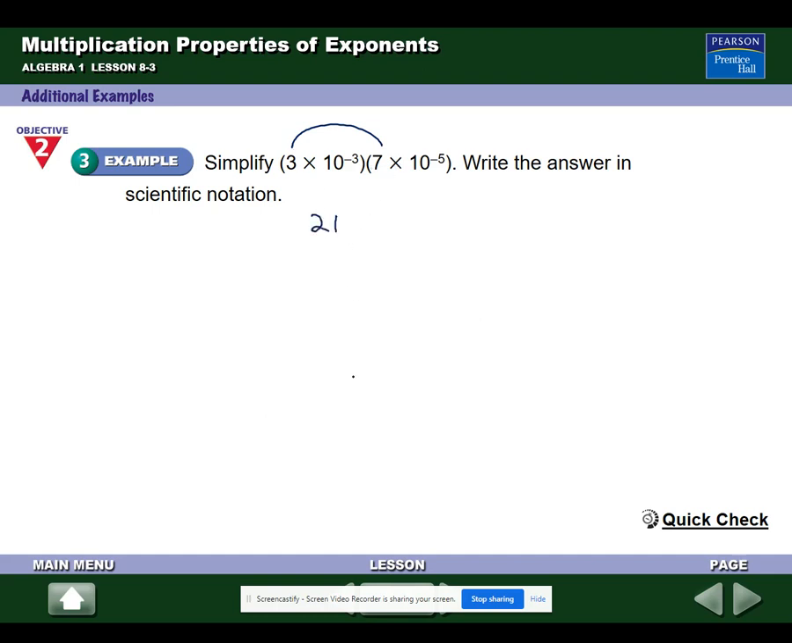3 times 7 is 21. 10 to the negative third times 10 to the negative fifth would be 10 to the negative 3 plus negative 5, or negative 8. The equivalent here is 21 times 10 to the negative 8. Now they did say to write this in scientific notation. So just like we learned in section 8.2, take 21 down to 2.1, take 10 to the negative 8 up by a factor of 10. I took this one down by a factor of 10, take this one up by a factor of 10. 10 to the negative 8th getting bigger by a factor of 10 would be 10 to the negative 7th. 2.1 times 10 to the negative 7th.